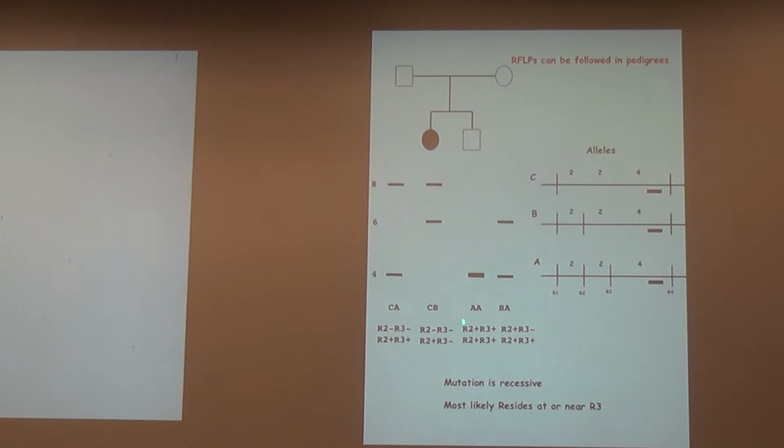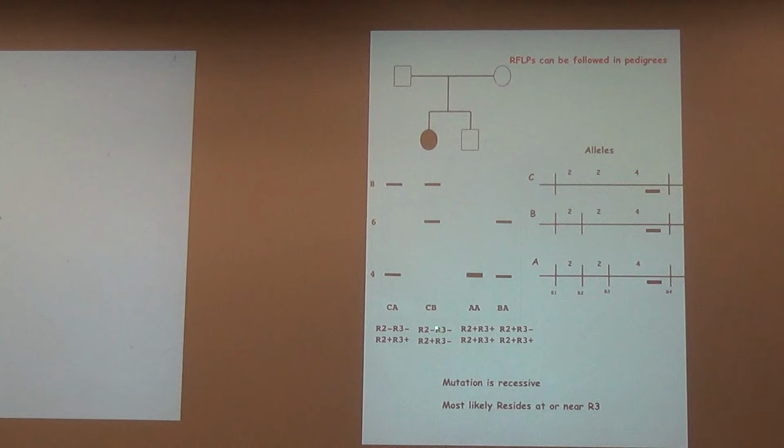This son here is AA, and so he is R2 plus R3 plus. And so you realize under these conditions that the mutation is likely to be close to the R3 allele, not the R2. It's more likely that the mutation is going to be somewhere here, rather than there. It kind of tells you you can narrow things down in a sense.